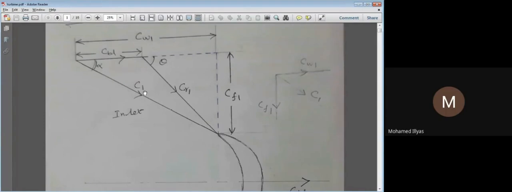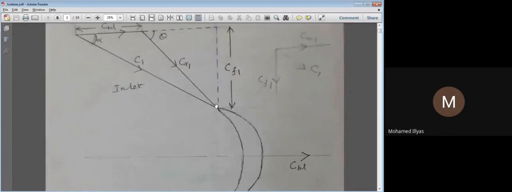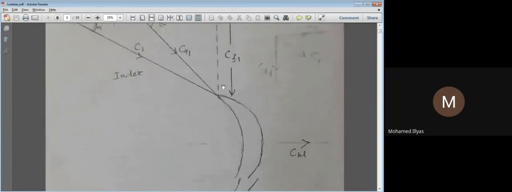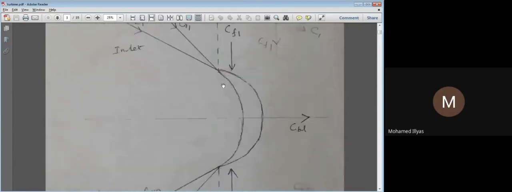So I have the velocity of the steam, the velocity of the blade, and the relative velocity, which is the cumulative effect of C and CBL. Then CW1 and CF1 are the two components of the velocity C1. So this is all with respect to the inlet. The same is applicable for the outlet. When the steam enters the blade and leaves, it will again have all the velocities, which we represent in terms of the outlet. That is the only difference.